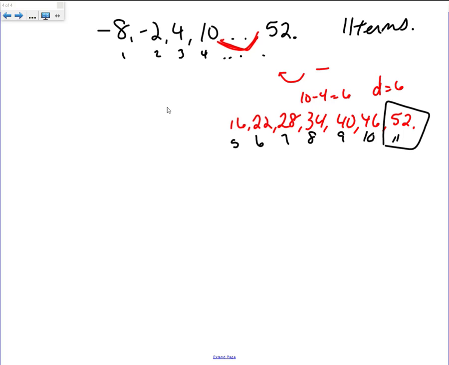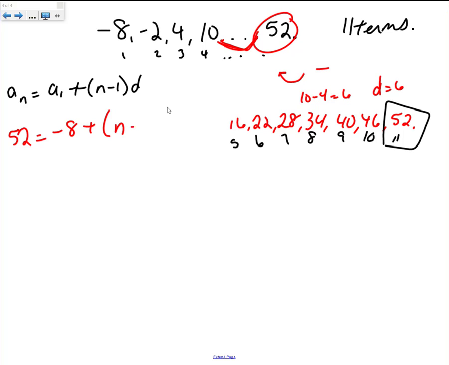All right. We're going to use the other side of the screen, and we're going to go back and use a sub n is equal to a sub 1 plus n minus 1 times d. I know that a sub n is 52, right? It's not the term, it's the number that's actually in that term. A sub 1 is negative 8 plus n is what I don't know. I don't know how many terms there are, but I did find that d was 6.